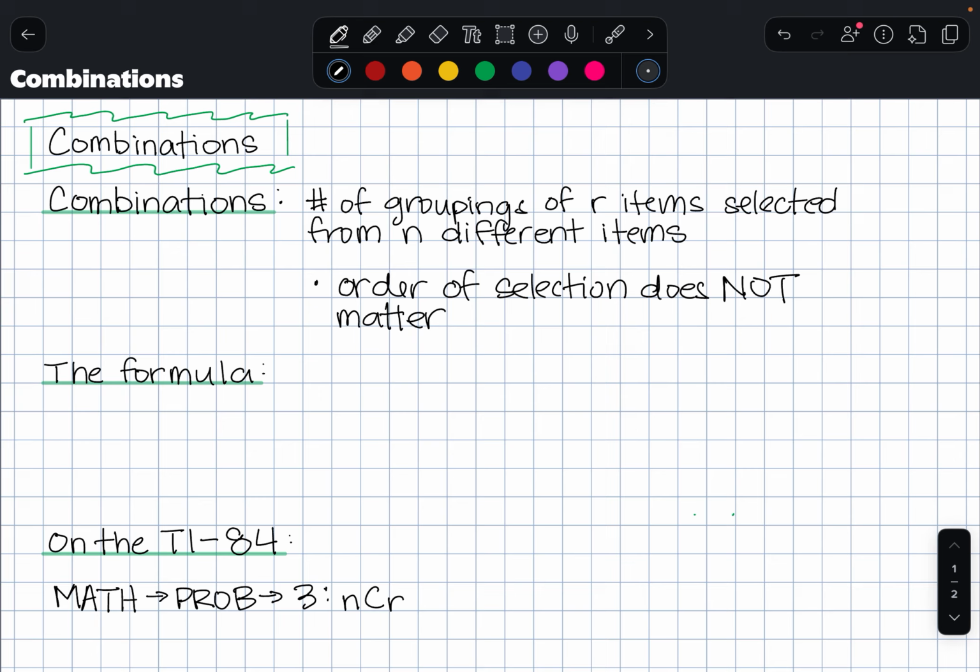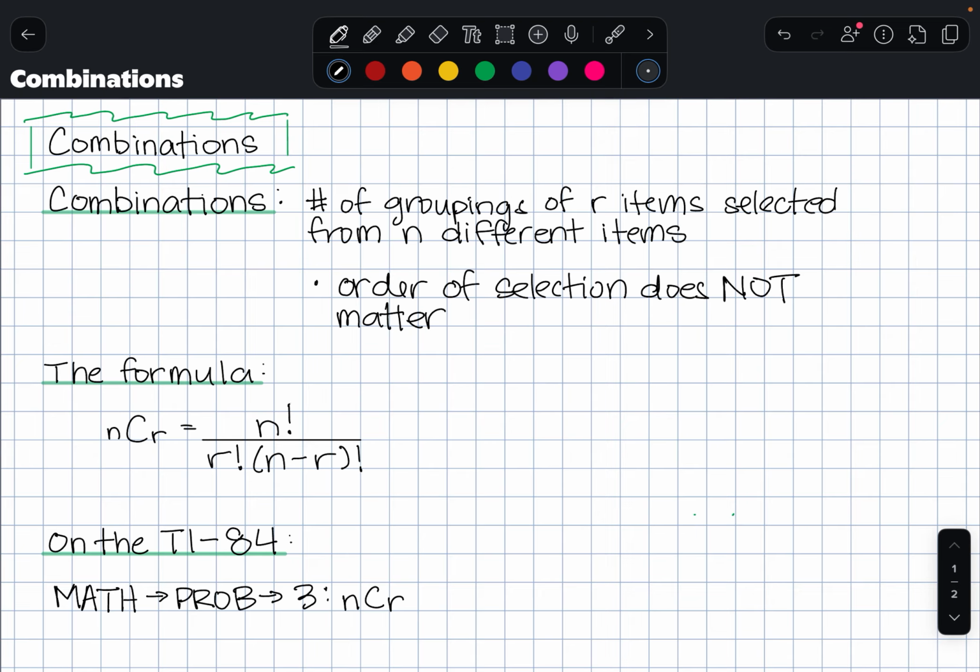First, we're going to look at the formula. This is how we calculated it before we had fancy calculators. The notation we use is nCr, where the n and the r are small subscripts. And that is equal to n factorial divided by r factorial times (n minus r) factorial.